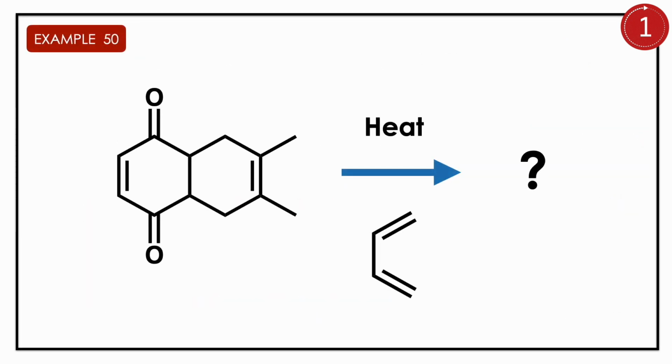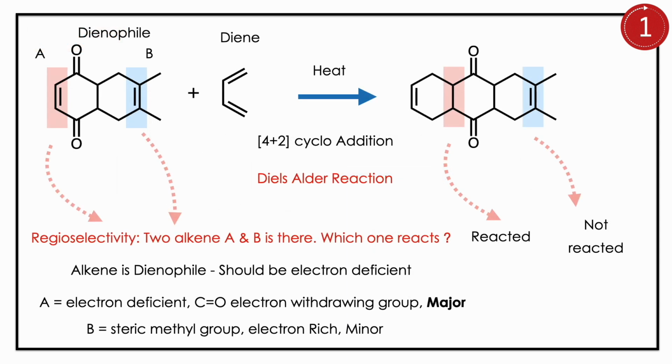Then the next example, you have a fused system, diketone and dialkene. You are heating it with cyclopentadiene. You should find what the final product will be. Here is a diene and dienophile situation. It is a Diels-Alder reaction, but two dienophiles are there, A and B. Which will react? A dienophile should be electron deficient, so the alkene attached to the carbonyl is very reactive, not the isolated one. So the alkene attached to the carbonyl reacts.